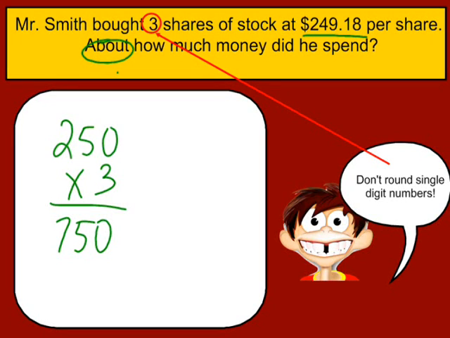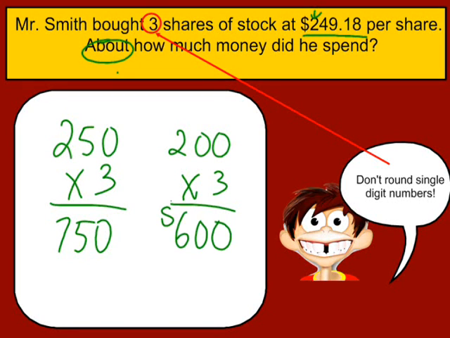If you rounded it to the highest place, this would actually be a pretty bad estimation, because to the highest place, you would round that to 200 times 3, which is 600. And this is clearly the better estimate for that question. So I hope that helps you a little bit on how you estimate with decimals.